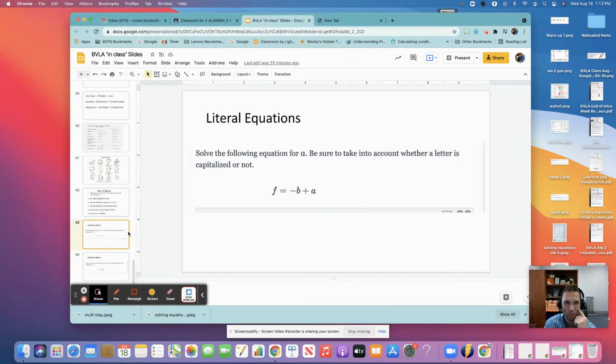But here's what it looks like. This is a question from Delta Math, and it says, solve the following equation for A. So here's A right here.